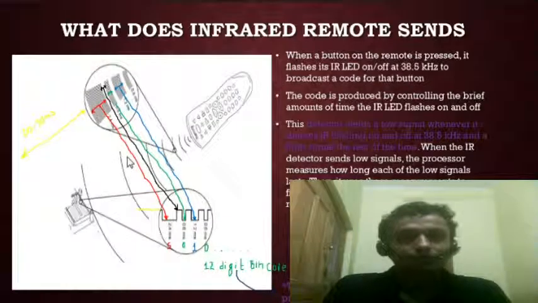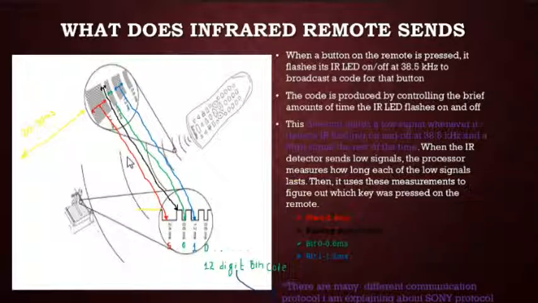What does an infrared remote sense? When a button on a remote control is pressed, an IR LED flashes on and off to broadcast a code. Here it is. Let's analyze the optical code sent by an IR remote control.